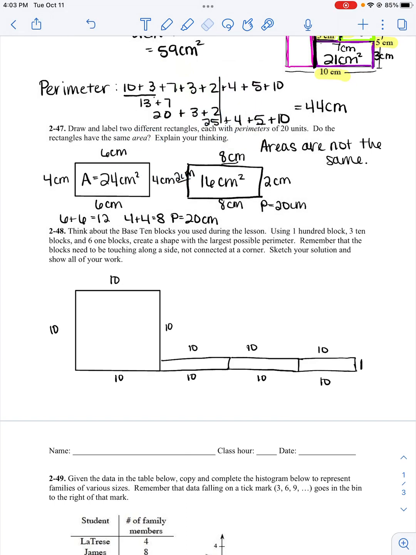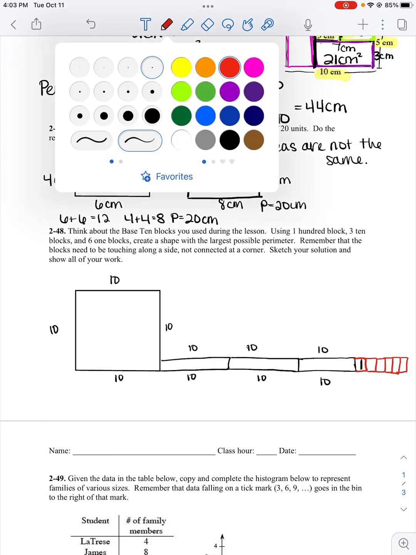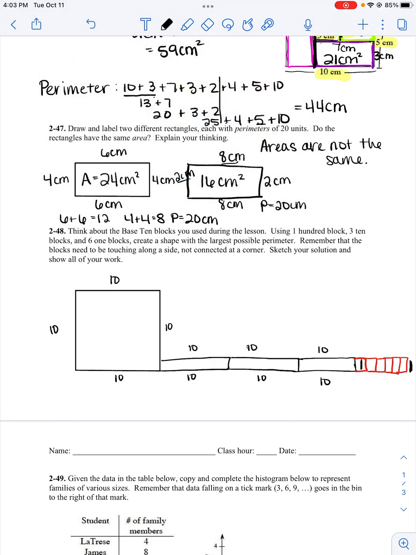So I could put them here. Okay, which means I still have this one here to make my 10. But then I also have 1, 2, 3, 4, 5, 6, 7, 8, 9, 10, 11, 12. So I added 12 to it. So it's 112 centimeters.